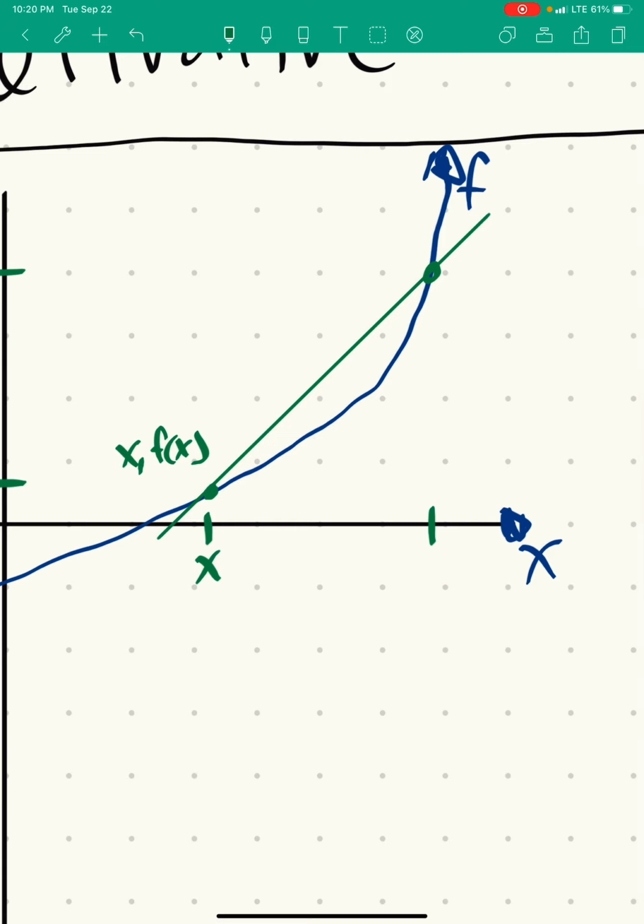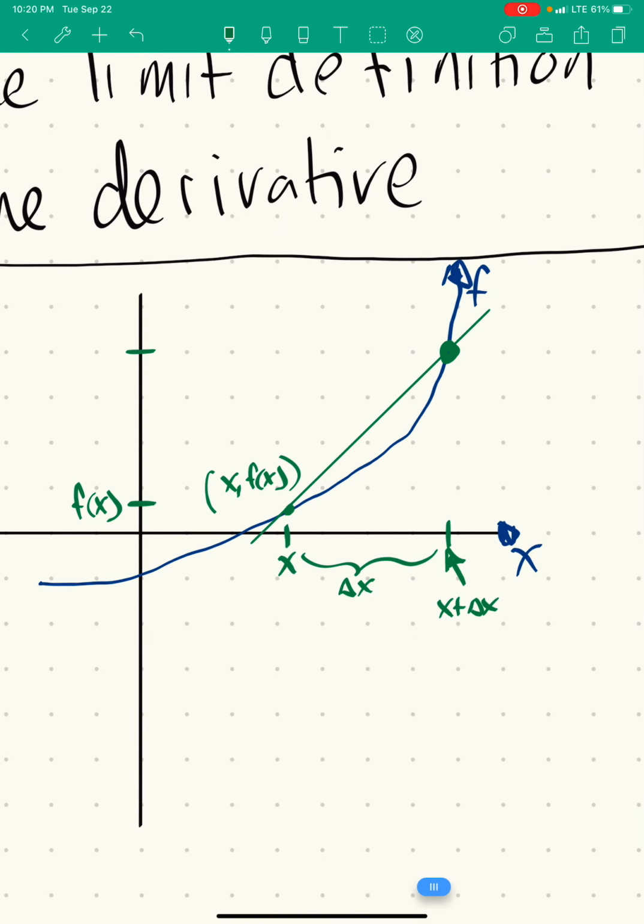If I travel a certain distance from x to this next value, or this point, then I can call the distance that I'm traveling delta x, which means that this x value would just be called x plus delta x. So we've got x, that's our first x value for x comma f of x. And then I've got my next point that I'm looking at, which is here, which I'm going to label on the x-axis as x plus delta x because it's a delta x distance away. So the point here would be called x plus delta x, that's my x value, comma, f of x plus delta x.